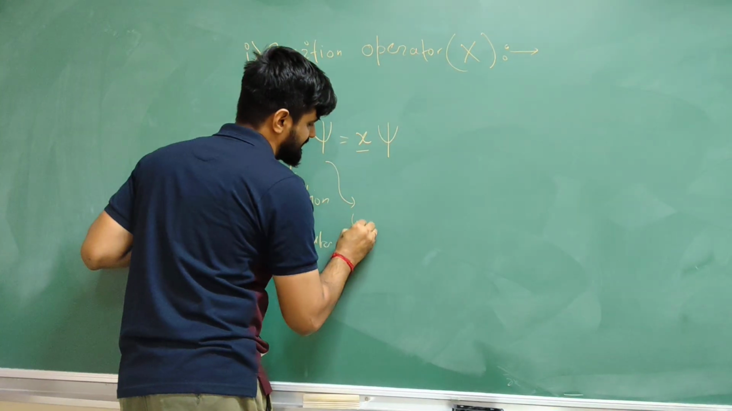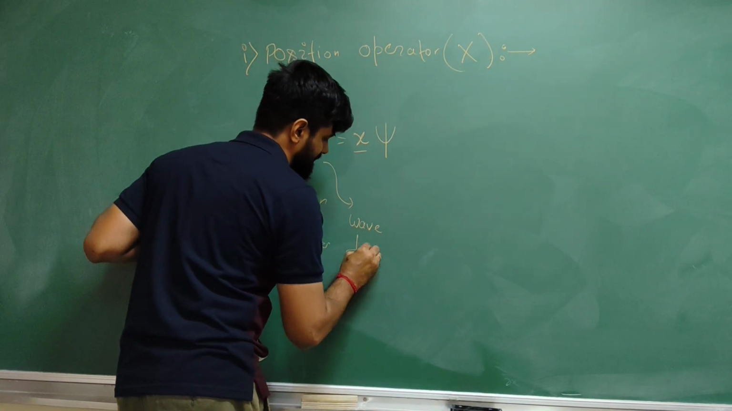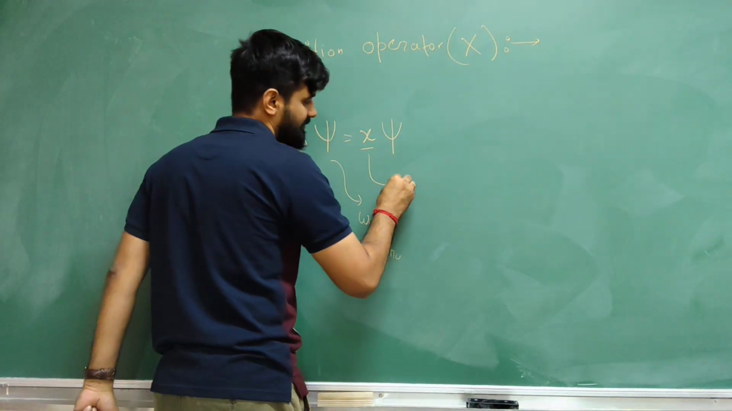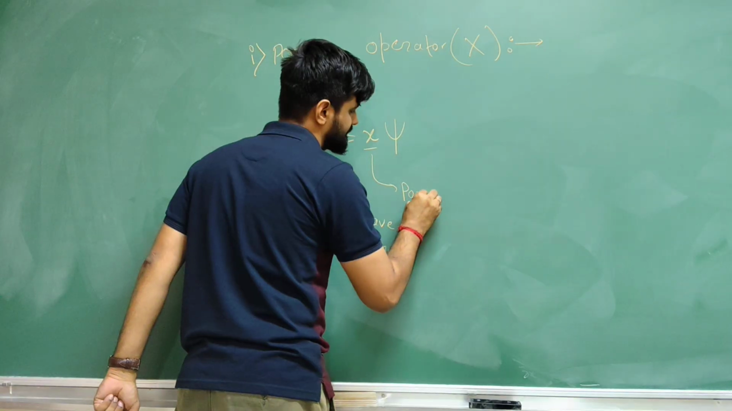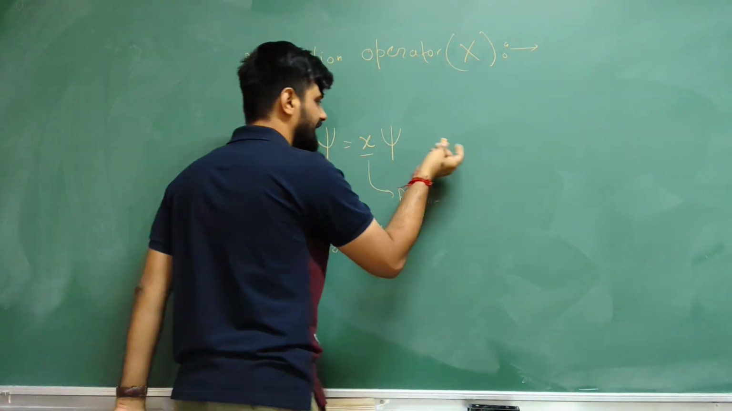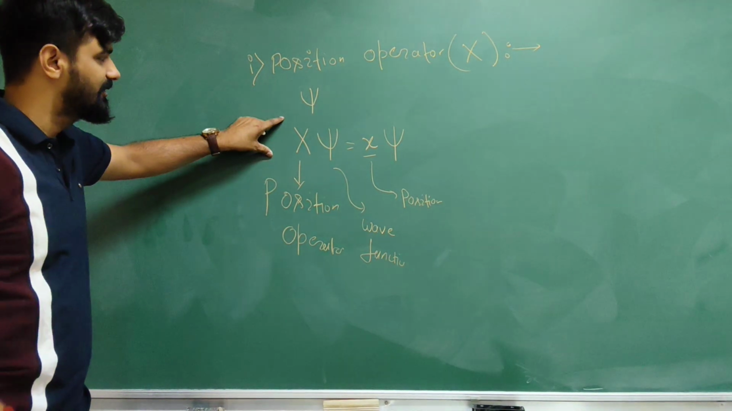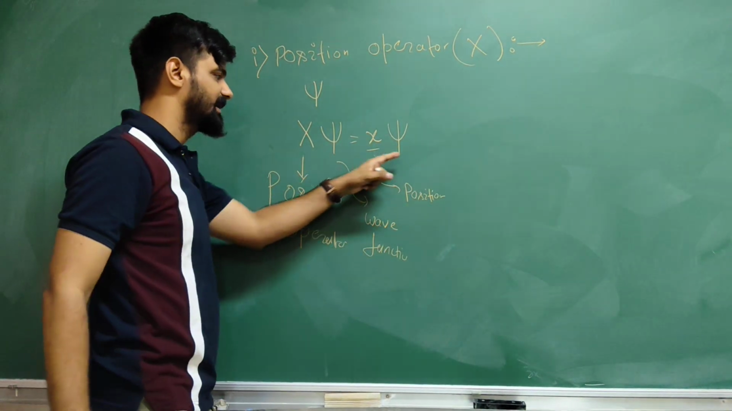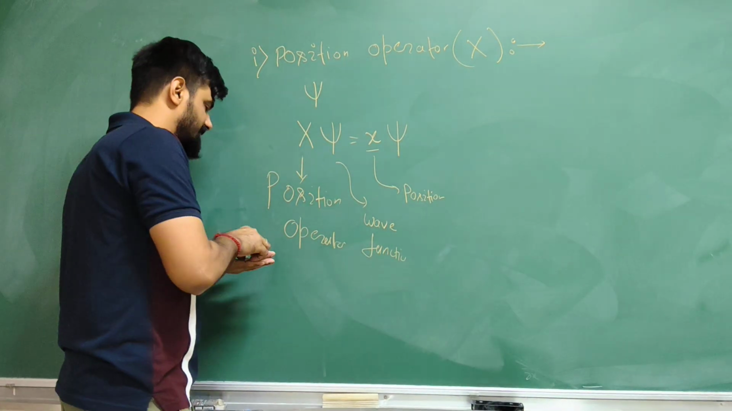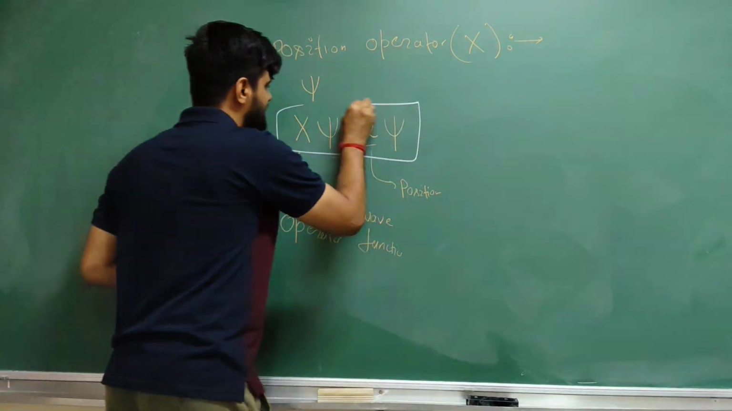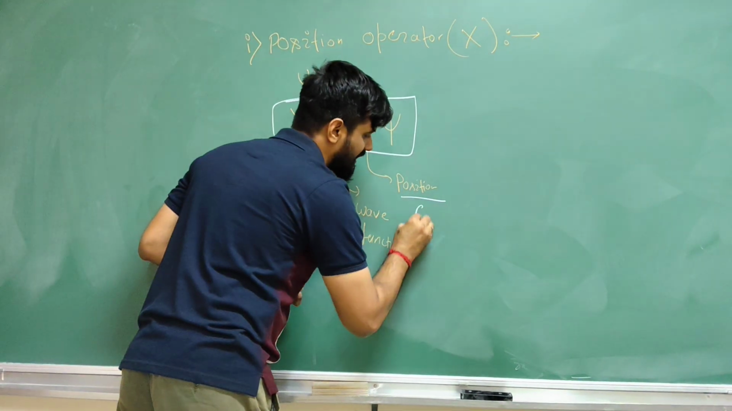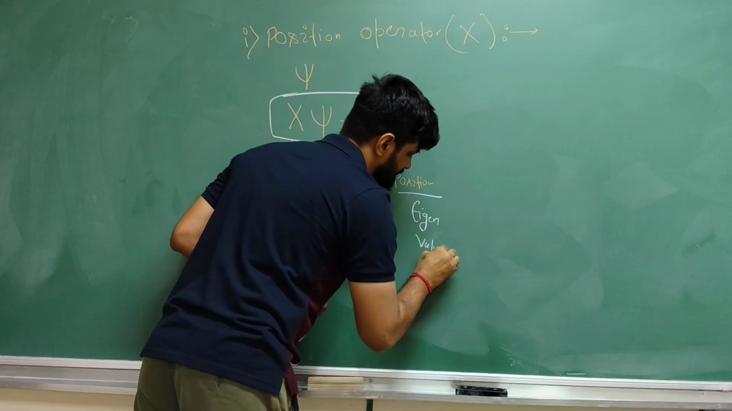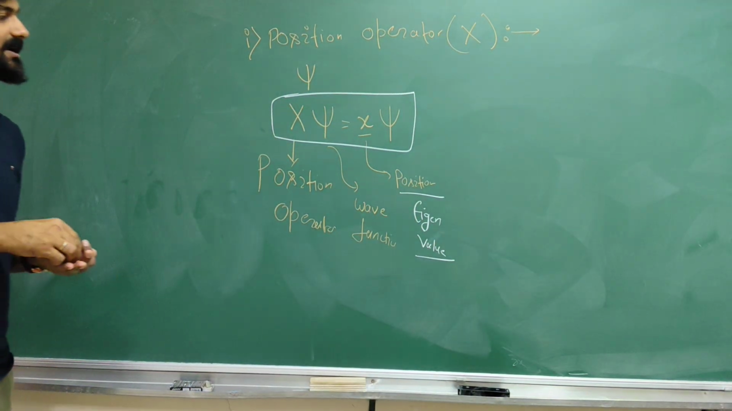And this is your wave function, and this is the position of the particle, and again this is your wave function. You can see how the position operator is operating over a wave function psi, giving you the position of the particle and that same wave function. This is also an eigenvalue problem. In this case, the position will be your eigenvalue.